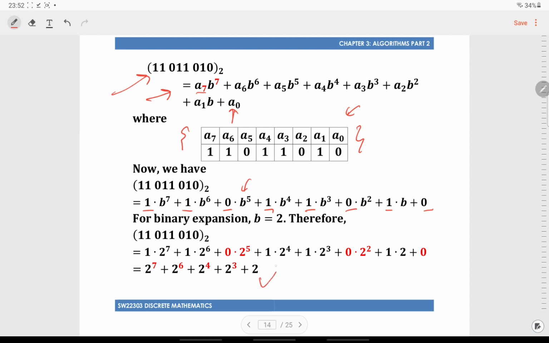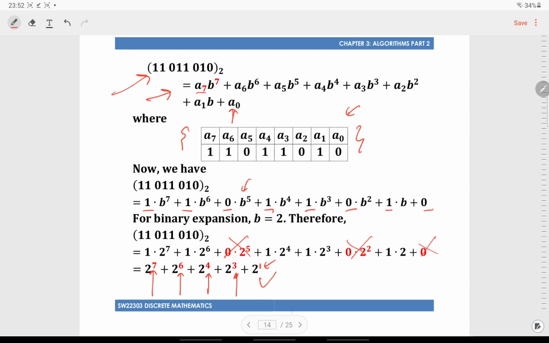So we obtain this equation after we omit the terms with 0 as the coefficient. The remaining terms are 2 to the power of 7 plus 2 to the power of 6, 2 to the power of 4, 2 to the power of 3 plus 2 to the power of 1. Do not compute the value, not yet. Our interest is not in the value, but in the exponent values. Our interest is in 7, 6, 4, 3, and 1.